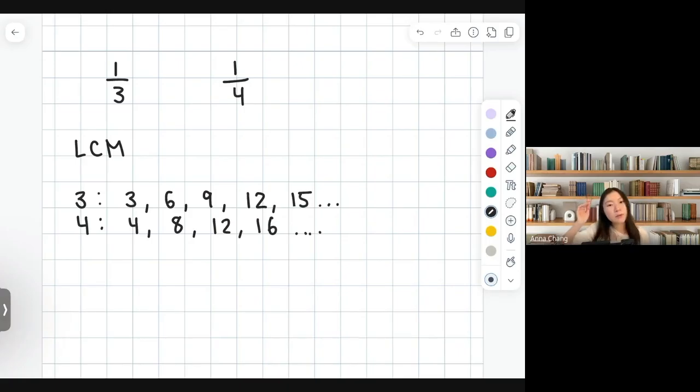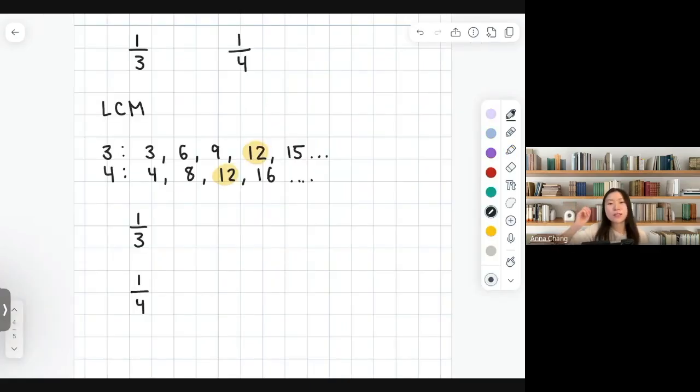The least common multiple is the first number that shows up in both lists. In this case, our least common multiple is 12. That means we can write 1/3 and 1/4 with the denominator 12. So how do we do that? We need to multiply our numerators and denominators by the same values.